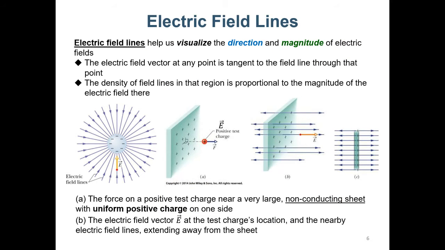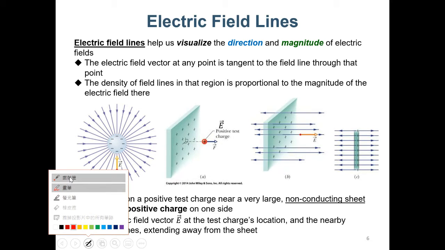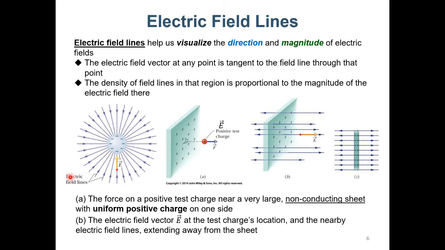So here I introduce another concept called the electric field lines. Electric field lines are somewhat abstract, but they try to visualize the direction and the magnitude of the electric field, which means that they satisfy two conditions. The first one is that the electric field vector at any point is tangent to the field line through that point.